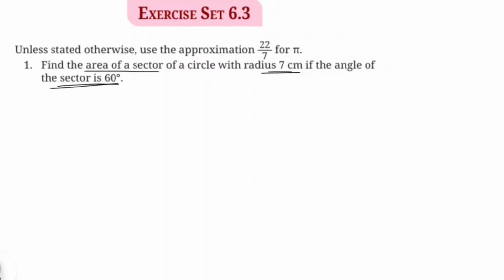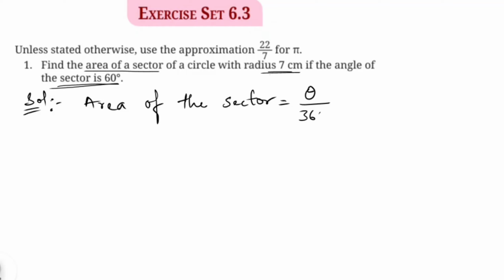Let us write down the formula first. In the solution, I am going to write the formula. Area of the sector. The formula is theta, or you can say x degrees, theta by 360 degrees into pi r square. So theta is nothing but the angle. Angle is 60 degrees by 360 into pi.